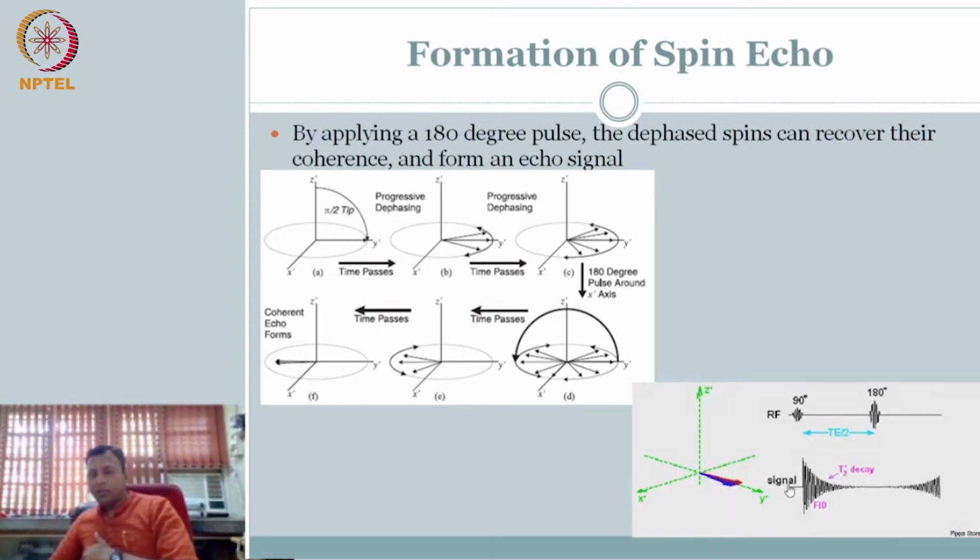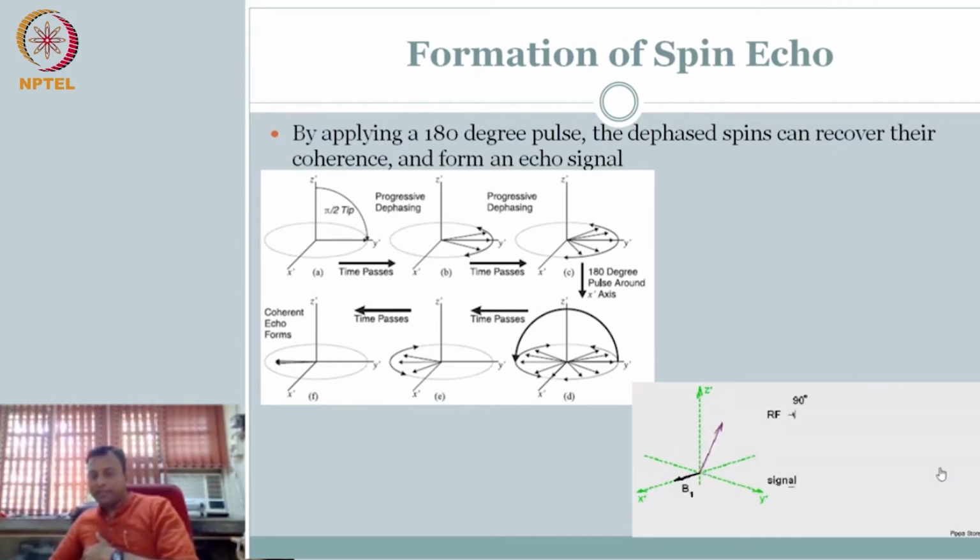Now its signal starts to build again. The signal starts to build again after your 180-degree excitation, right? The 90-degree signal starts to decay. I apply the 180-degree pulse, and after some time of application, it starts to form back. So my signal starts to come in. Signal builds in, so it goes up again.